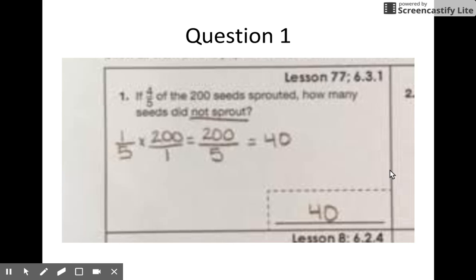Study Guide 18. Number 1. If 4/5 of the 200 seeds sprouted, how many seeds did not sprout? Since we're looking for not sprouted, we're going to take 1/5 times 200 over 1. When we multiply this, we get 200 divided by 5. When you take 200 divided by 5, you get the answer of 40. Therefore, how many seeds did not sprout?